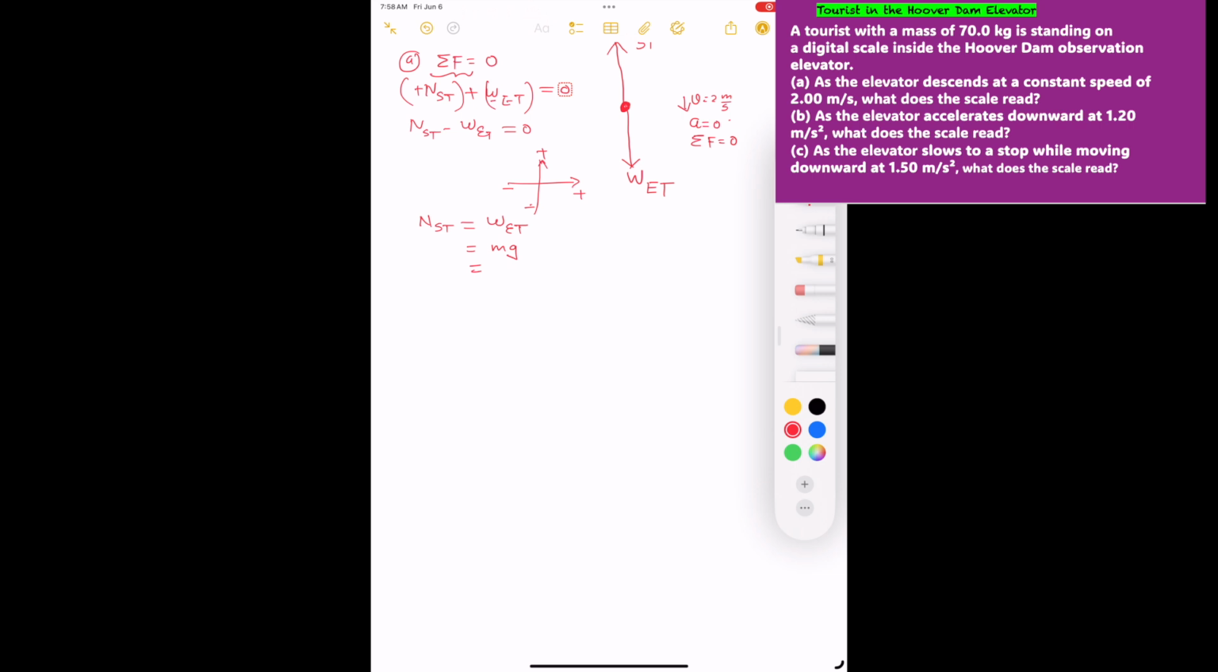So in this case, mass is 70 kilograms, g is 9.8 meters per second squared. If we calculate this, we will get 686 Newtons. So when the elevator is not accelerating, only going with constant speed, constant velocity, then the normal force, which is what the scale reading shows, is equal to the real weight of that person. That is the real weight of that tourist.